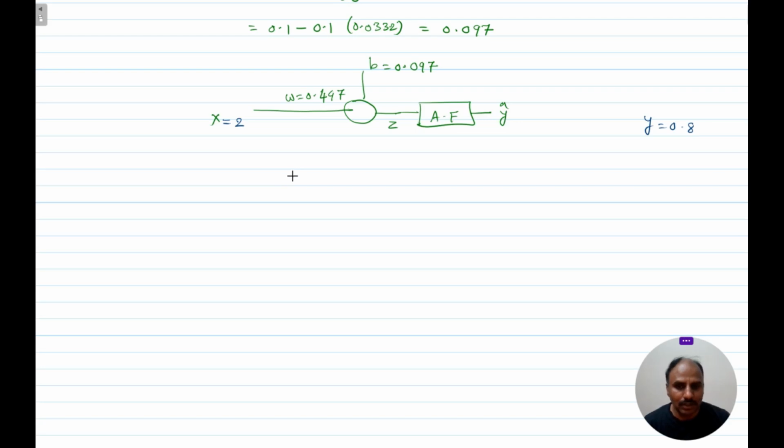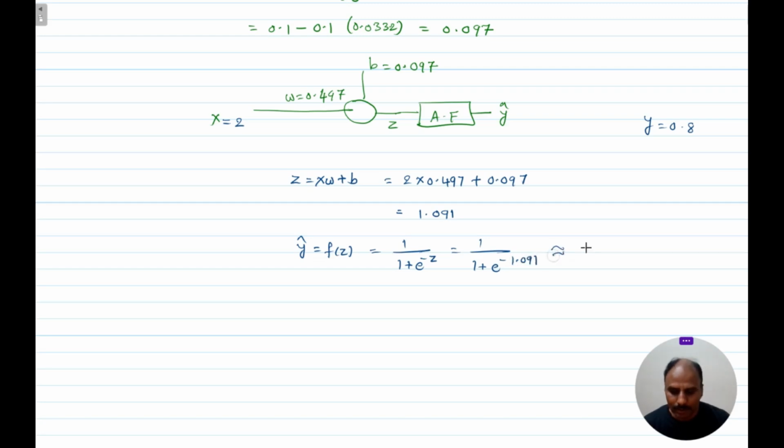So again z equal to xW plus B. Here x is 2 multiplied with 0.497 plus 0.097. So this will give you the answer 1.091. After substituting, again we have to find y cap equal to f of z, that is 1 by 1 plus e to the power of minus z, equal to 1 by 1 plus e to the power of minus 1.091, which will give approximately 0.748.